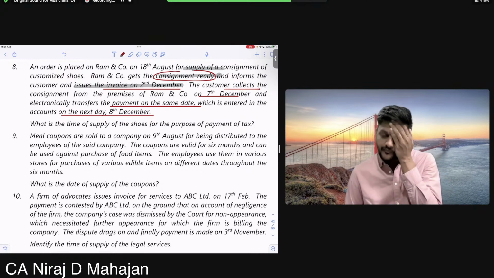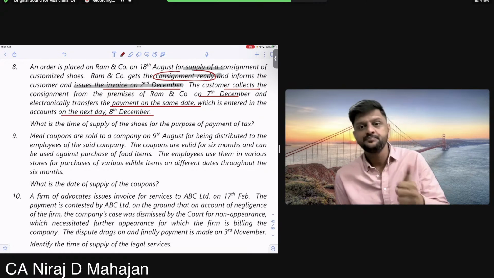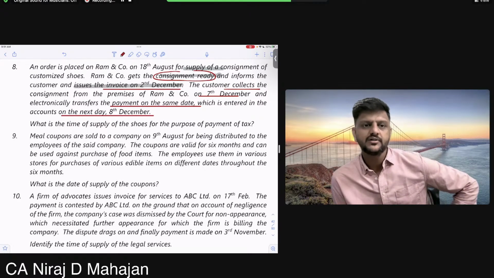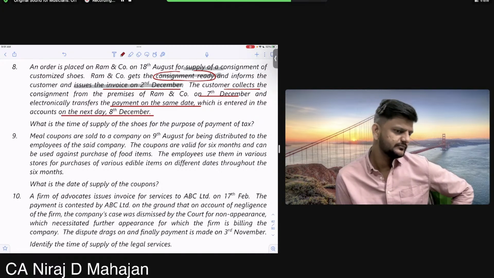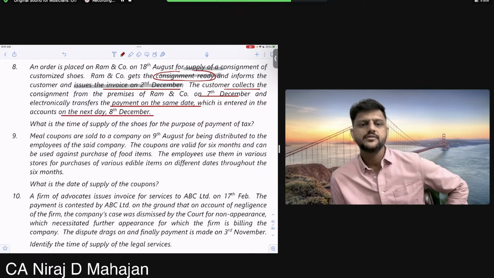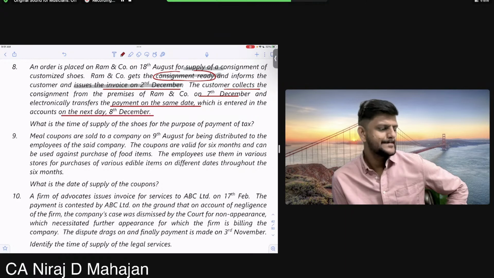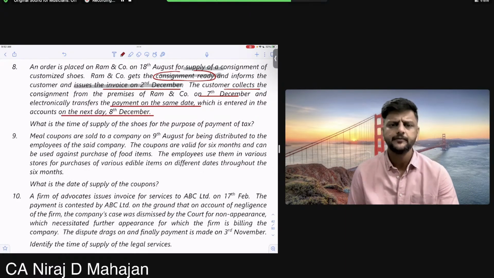Forward charge mechanism, goods. Invoice date or invoice issue due date, whichever is earlier. What is the answer? Second December, children. Yes or no? Because that is your date of invoice. Tell me, yes or no? All of you tell me. Everybody.